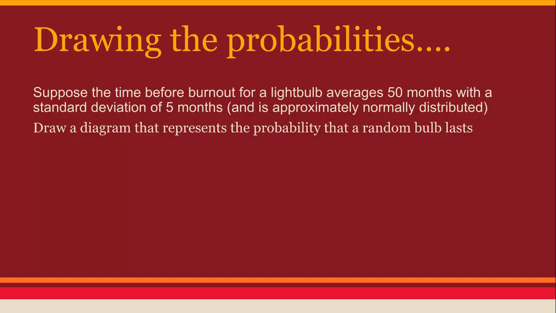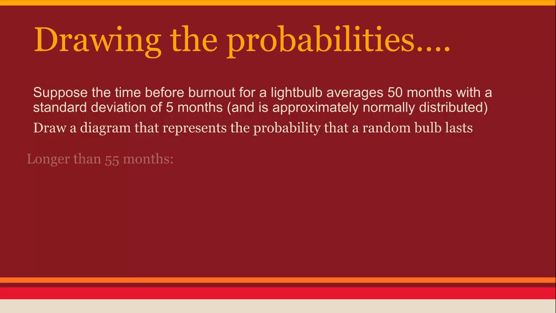Drawing the probabilities. Suppose the time before burnout for a light bulb averages 50 months with a standard deviation of 5 months and is approximately normally distributed. We always say that. This is something that happens naturally. You could have a light bulb that lasts a long time or a light bulb that lasts very little time.